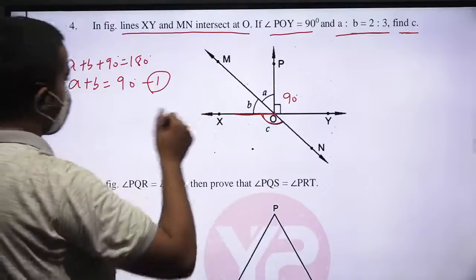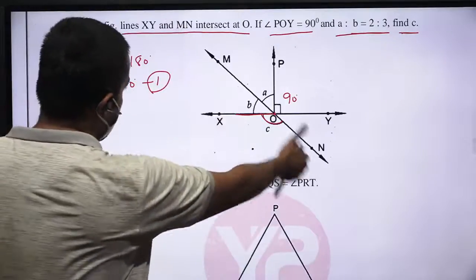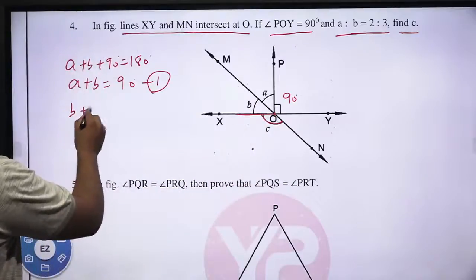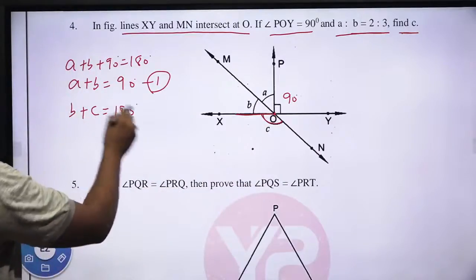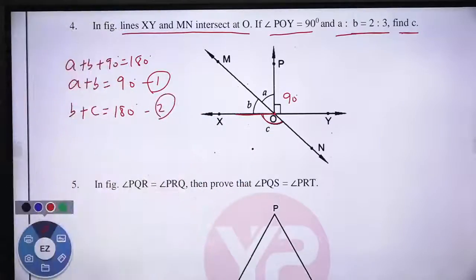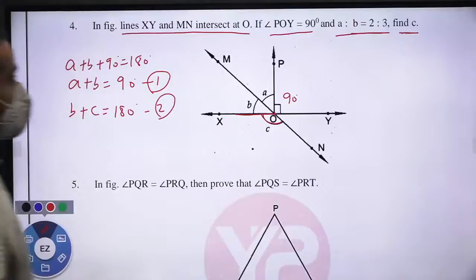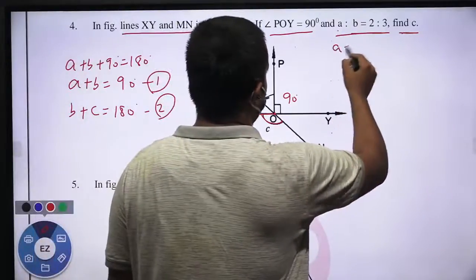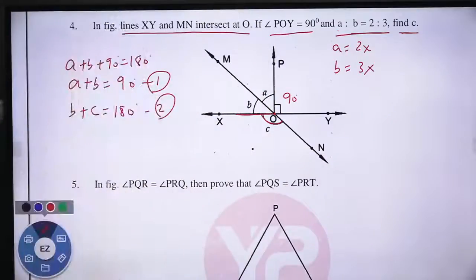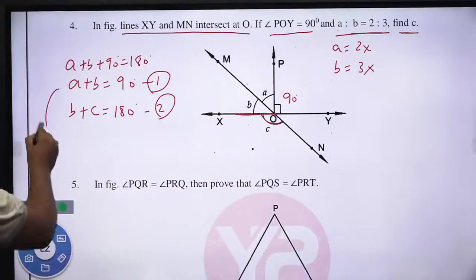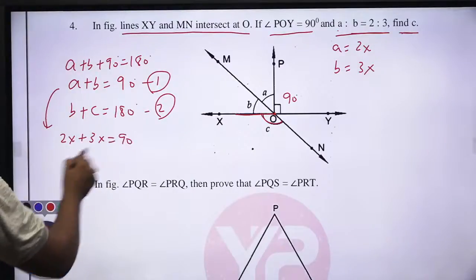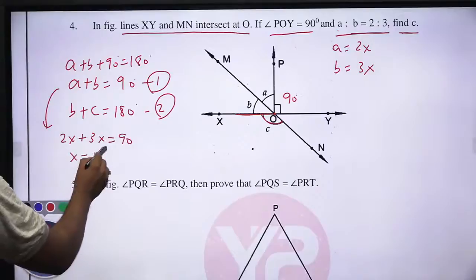Similarly, this was the XY line, and similarly on the MN line, B plus C will be 180. B plus C will be 180 on the MN line. So A is 2x, B is 3x, so the ratio can be written like this. Put A as 2x plus 3x is 90. So x is equal to 18.